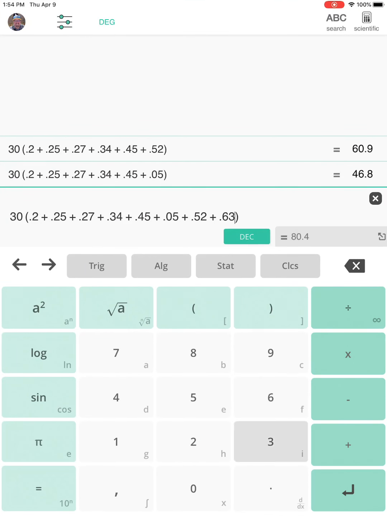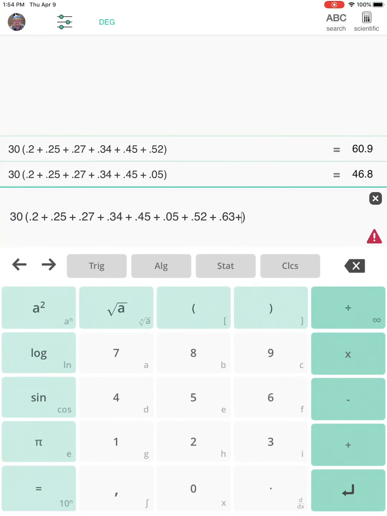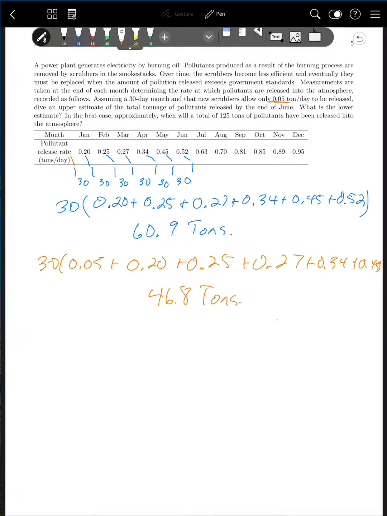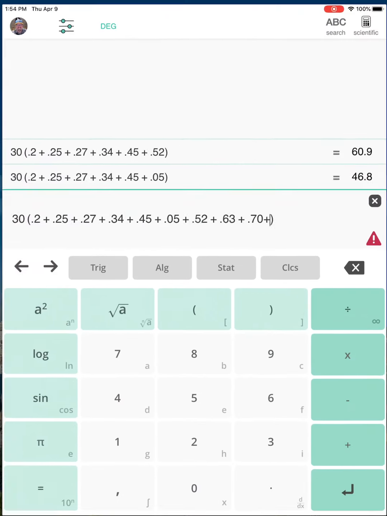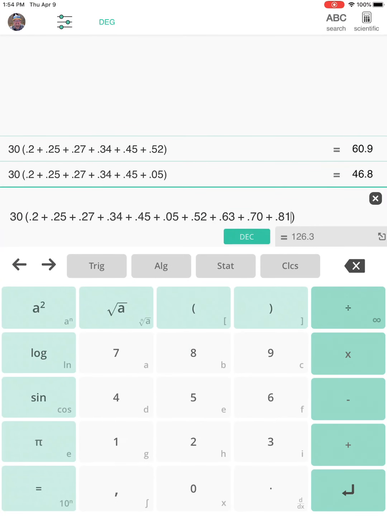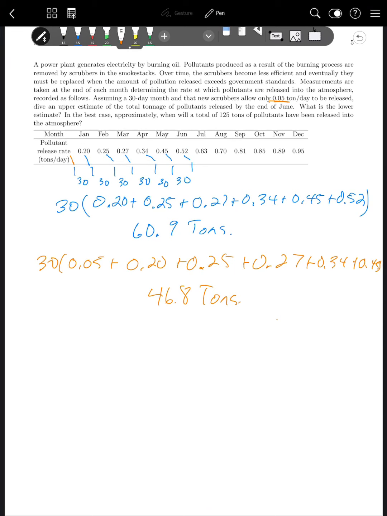So the next month from the lower estimate would be 0.52. So we could add 0.52. Okay, and that gets us to 62.4. So we're not anywhere close yet. So then we would add the next month. So the next month is 0.63. Still not enough, so we'd add the next month. The next month is 0.70.